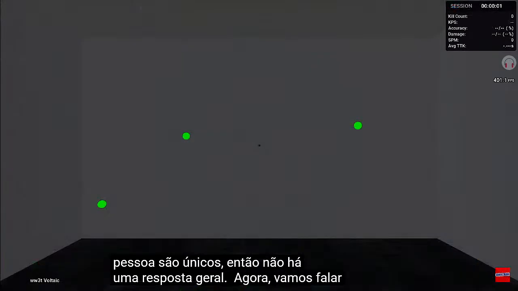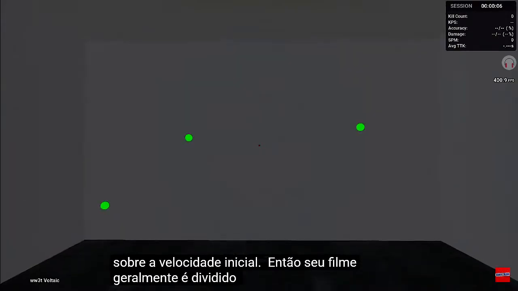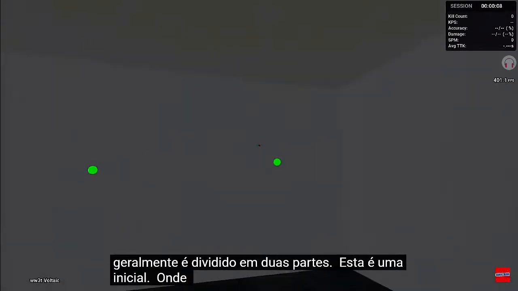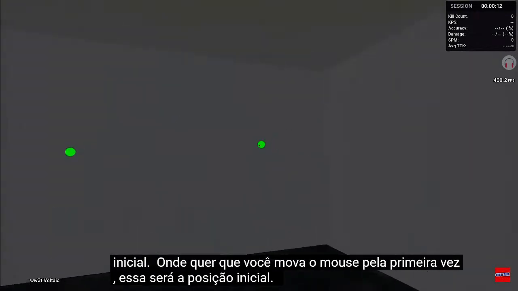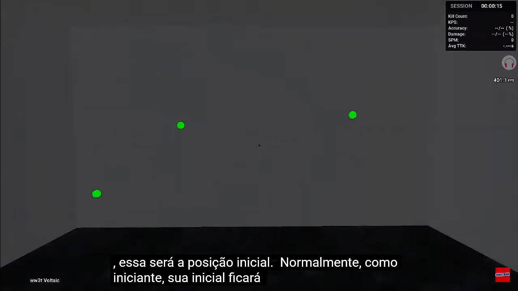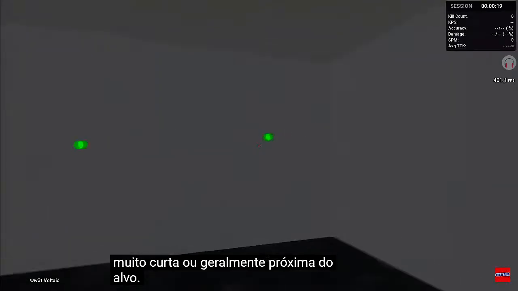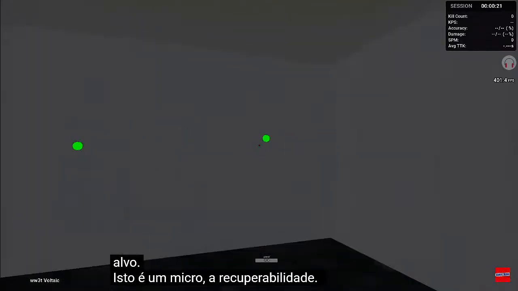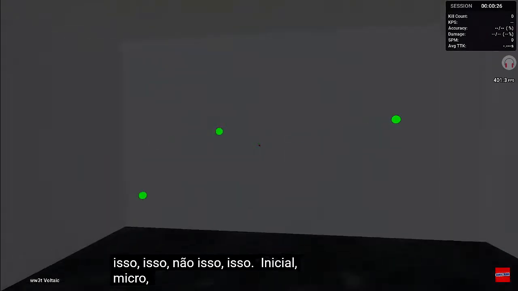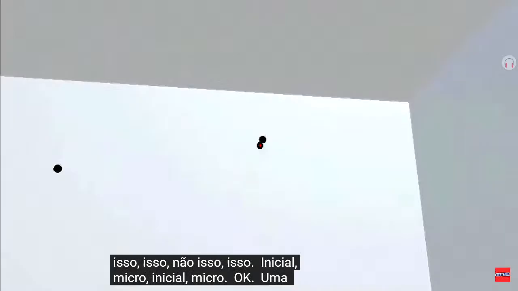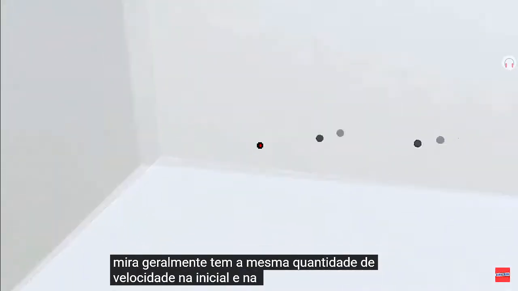Now, let's talk about initial speed. So your flick is usually split into two parts. This is an initial. Wherever you first move your mouse, that is the initial. Usually as a beginner, your initial will be too far, too short, or generally around the target. This is a micro, the recoverability. Initial, micro, initial, micro. Okay, a good aimer usually has an equal amount of speed in the initial and the micro.